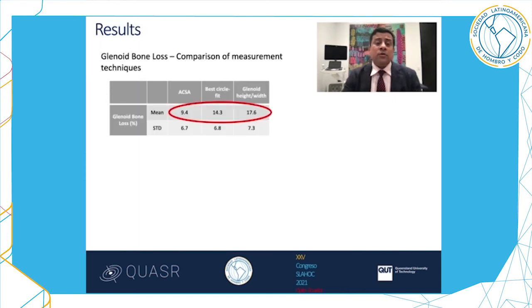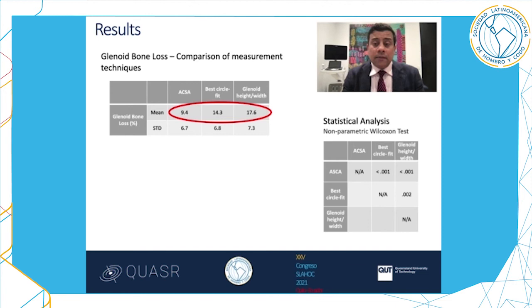And what we found was quite interesting. We found that if you look at the concentric surface area or the concave surface area, the percentage of bone loss is actually much less than what the best circle fit method or the glenoid height and width method are. So a 14% bone loss by the best circle fit method only equates to a 9.4% bone loss. And this was statistically significant.